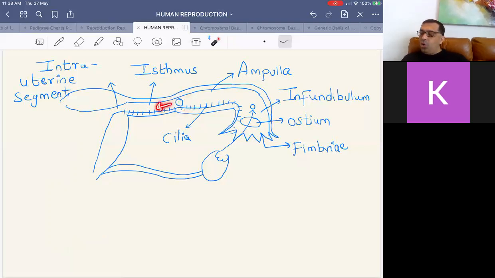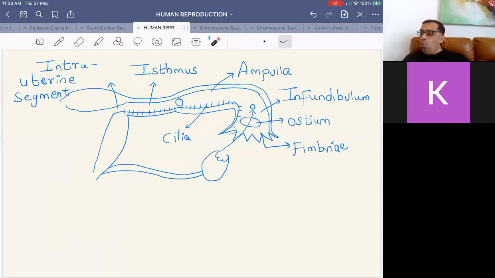This zygote will now start undergoing cell division, if you remember, to form a 16 cell structure called a morula. And the morula moves with the help of cilia and drops into the uterus.